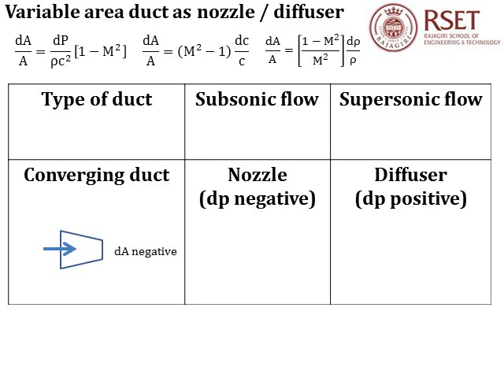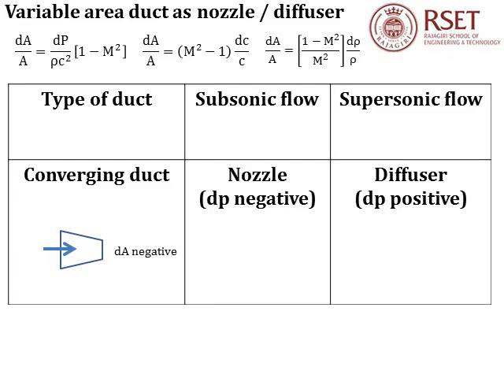Now let us see how a converging duct acts as a nozzle or as a diffuser. Consider a subsonic flow passing through a converging duct. As the flow progresses, it experiences reducing cross-section area. That means dA is negative for a converging duct. For a subsonic flow, the term 1 minus M squared yields a positive value, whereas the term M squared minus 1 yields a negative value.